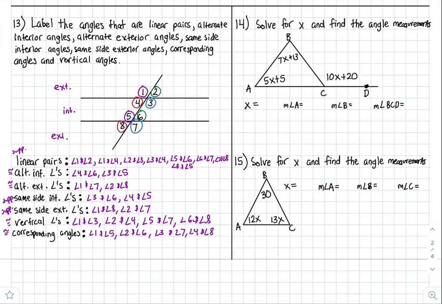Okay, 14. So this is an exterior angle, you guys, and these two angles are our remote interior angles. The exterior angle theorem tells us the exterior angle is equal to the sum of the two remote interior angles. So if we made an equation, we got 5x plus 5 plus 7x plus 13 is equal to 10x plus 20.